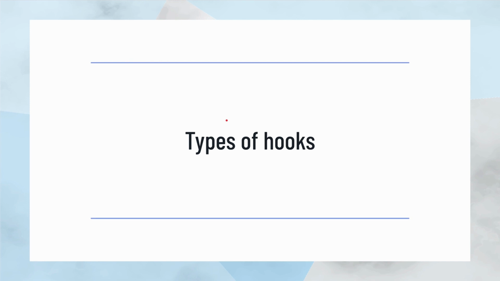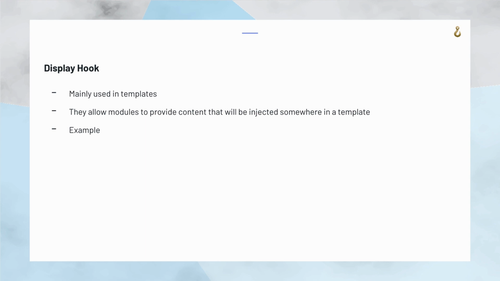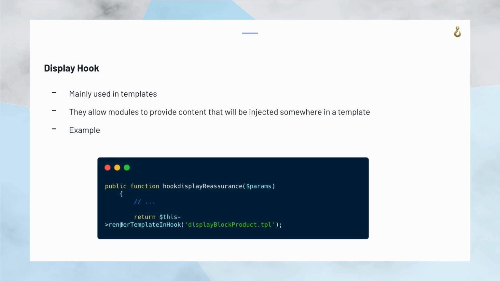Hooks are divided into two types in Prestashop. We have what we call the display hooks. They are mainly used in templates. They allow modules to provide content that will be injected somewhere in the template. And here is a quick example that I took from the display reassurance module, the reassurance module. Well, what a weird name to have.